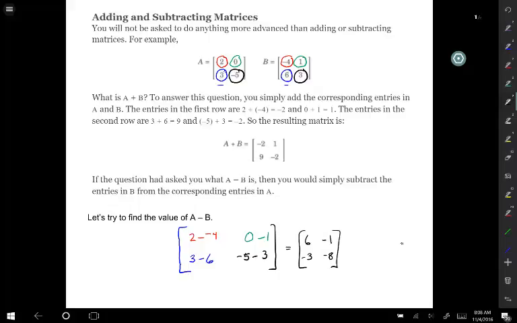Now, let's just say that it was an issue. You could go to your calculator, put in matrix A, put in matrix B, and then add them together. But I think it's pretty straightforward that you can just do this in your head. I hope that's doable. All right, so let's look at the next page.